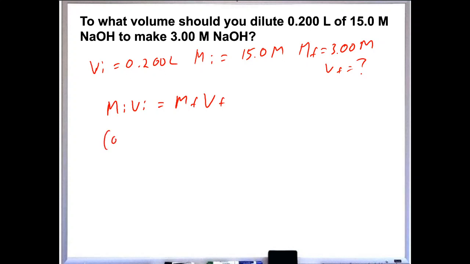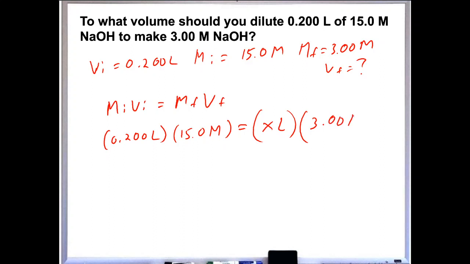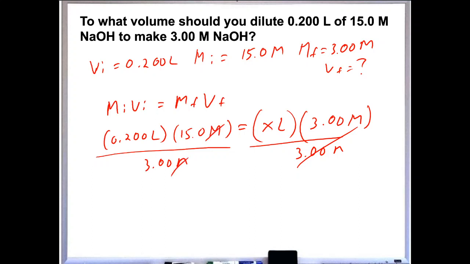Okay, so let's plug in. 0.200 liters of a 15.0 molar solution, let's set that equal to our final volume, which we don't know, so let's say X liters, times 3.00 molarity, because that's my final. Here all I need to do is divide by 3 molarity. Molarity will cancel out with molarity, and I'll be left with units of liters. So all we've really done is just solve for X. It turns out that I want a 1 liter solution as my V final. Okay, so that's my whole answer.